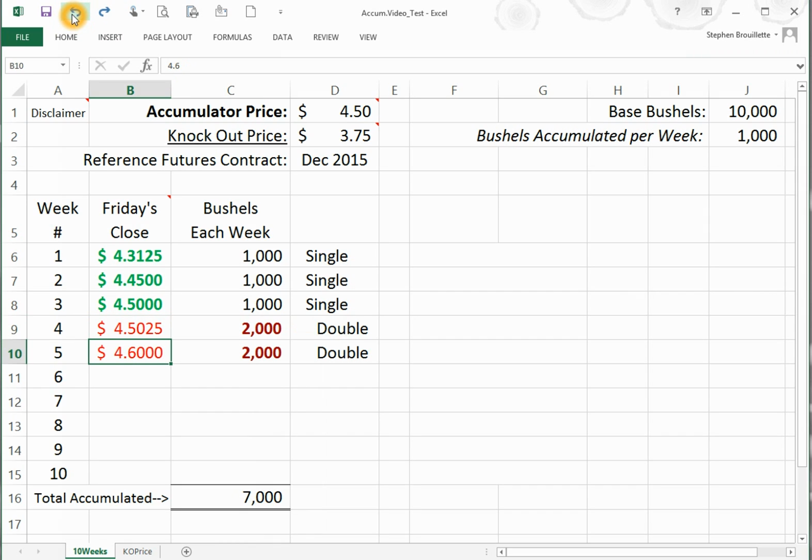The next week closed at 4.60. Again, that's above 4.50, so that will be considered a double. The 6th week, 4.80. Obviously well above the accumulator price of 4.50, so that would be a double.